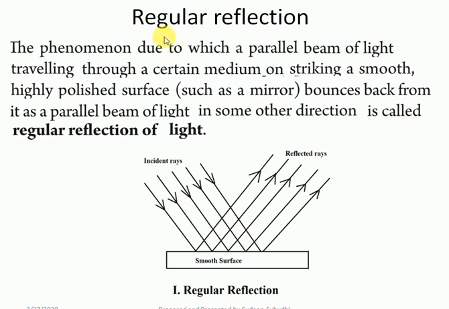Regular reflection: the phenomenon due to which a parallel beam of light traveling through a certain medium, on striking a smooth, highly polished surface such as a mirror, bounces back from it as a parallel beam of light in some other direction is called regular reflection of light.